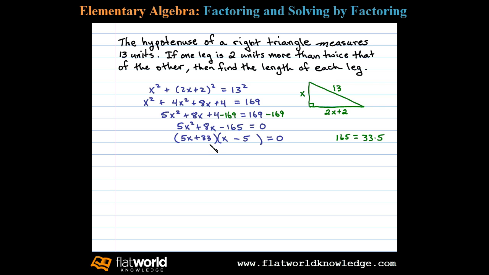Now the middle term can be gotten from the sum of the inner and outer products. So here we have negative 25x and positive 33x. 33x minus 25x is positive 8x. So this factorization is correct. We then set each factor equal to 0.